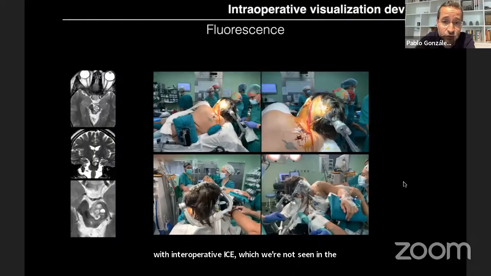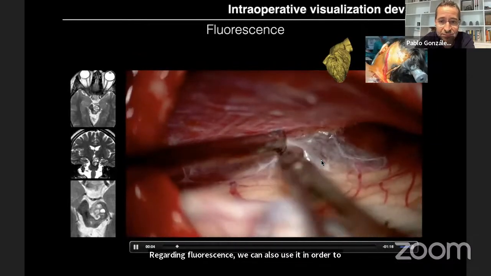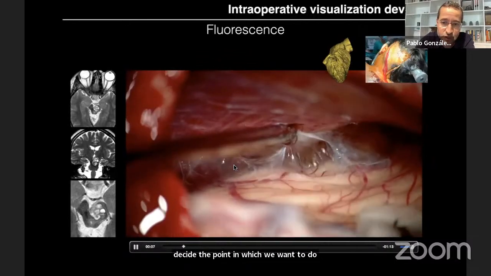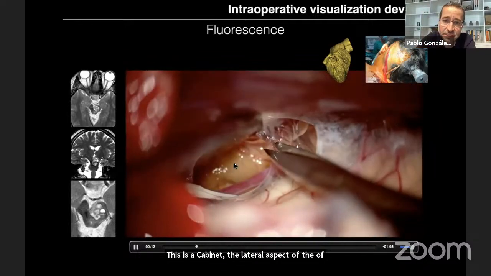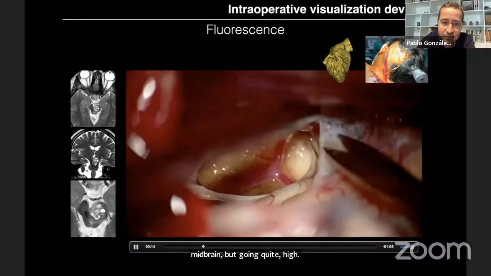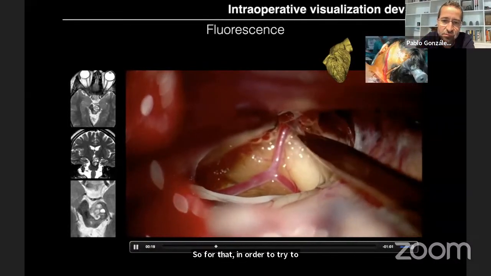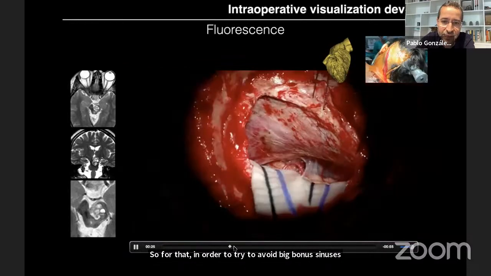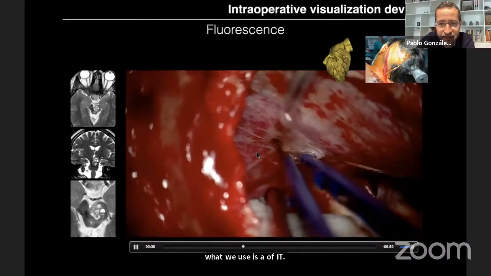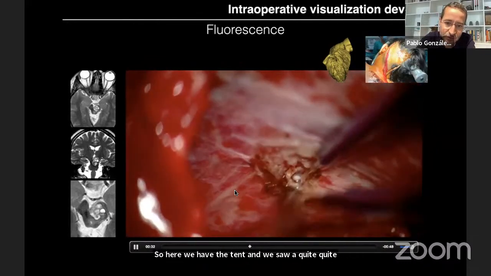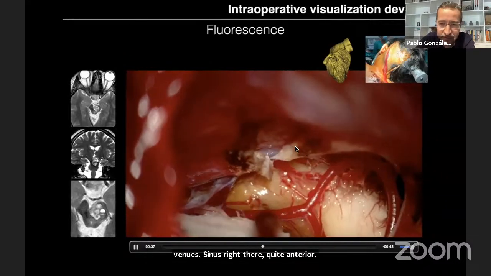Regarding fluorescence, we can also use it in order to decide the point in which we want to do a tentorial opening. This is a cavernous hemangioma in the lateral aspect of the midbrain, but going quite high. So in this case, we wanted to cut the tent a little bit. In order to avoid big venous sinuses, what we use is a pulse of ICG. Here we have the tent, and we saw a quite big venous sinus right there, quite anterior. So we did our cut a bit more posterior in order to avoid this uncomfortable bleeding.